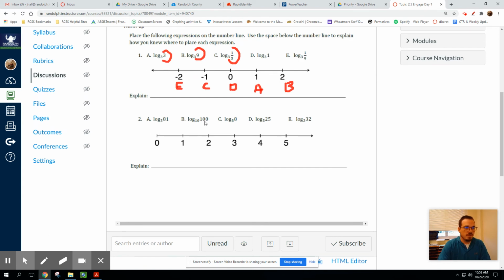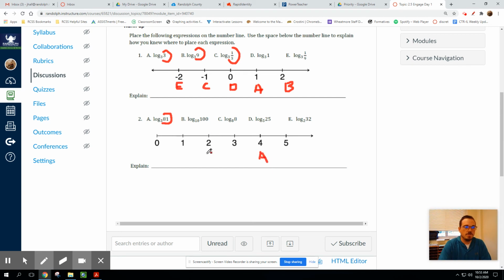So the next one changes which log base it's going to be. Looking at that first one, it says log base 3 of 81. So what power on 3 do I need to have to get 81? So 3 times 3 is 9, times 3 is 27, times 3, there's our 81. Okay, so this would be 4, so A goes there.